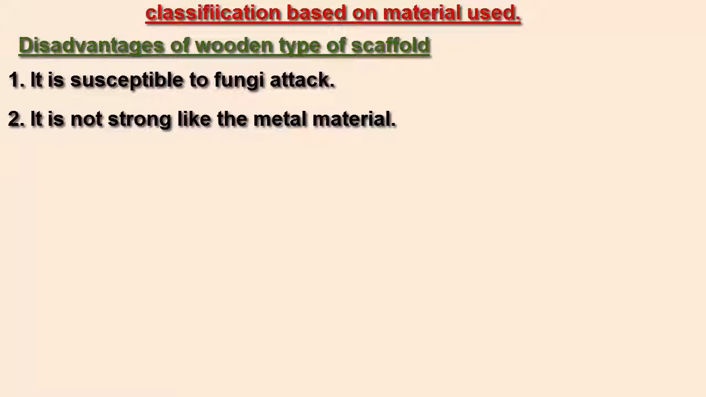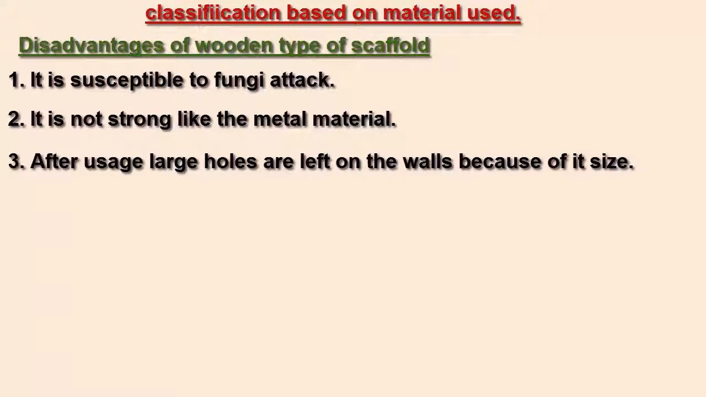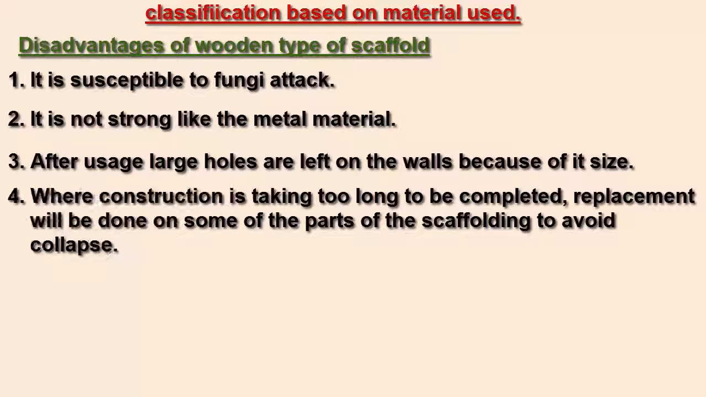When you use wooden material for construction, you find that large holes are left on the walls compared to any other material. Because of the size of the wood, they have to create large holes to hold the material to the wall. Also, where construction is taking a longer period of time, we have to remove some parts and replace them to avoid collapse. So you find it has a very serious disadvantage.